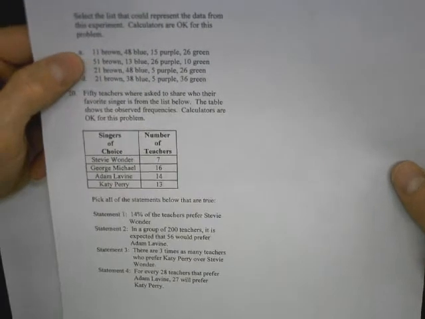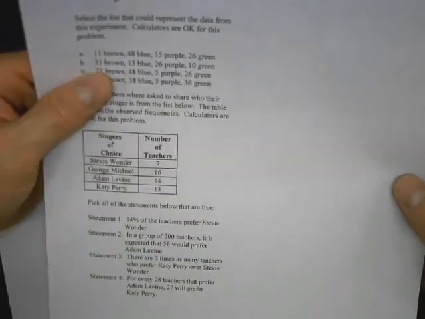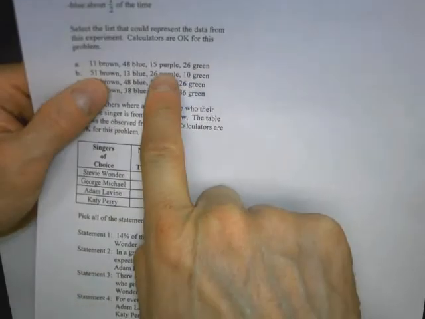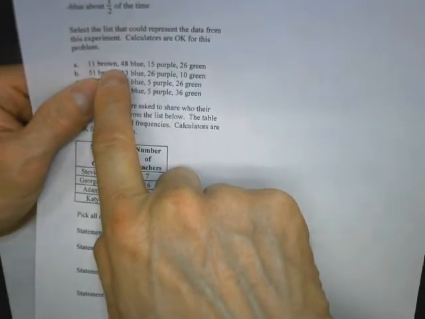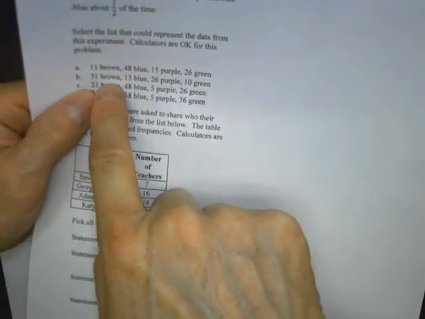So I've got to look at my examples and see which one of these has about 4 times as many brown as purple. Let's look at A. There are 15 purple, 11 brown. Well, the browns aren't about 4 times 15, so don't choose A. Look at B. There are 51 brown and 26 purple. Well, 26 times 4 is going to be more than 51, so forget A and B.